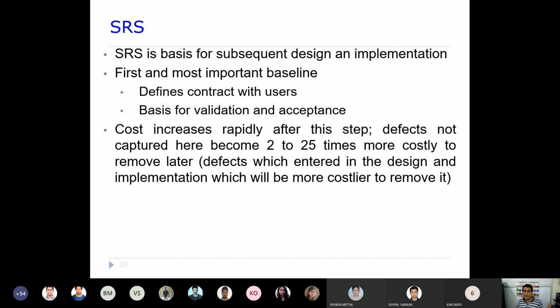That means if you have not identified any defects, I mean, you have not addressed the requirements properly, and at a later point of time you want to incorporate those requirements, then definitely the cost will increase. That is what we are saying. So if any ambiguity is left in the requirement itself, then that should be identified here itself. Otherwise, it will lead to an increase in development cost.